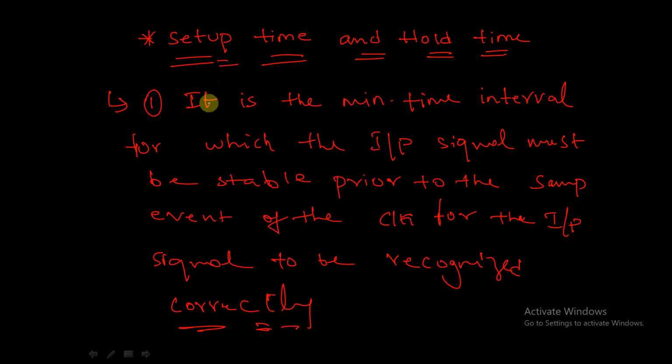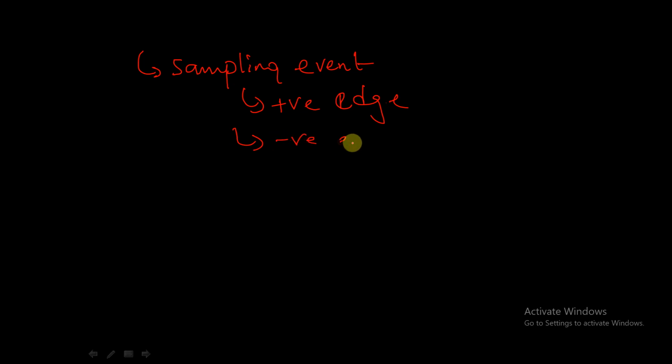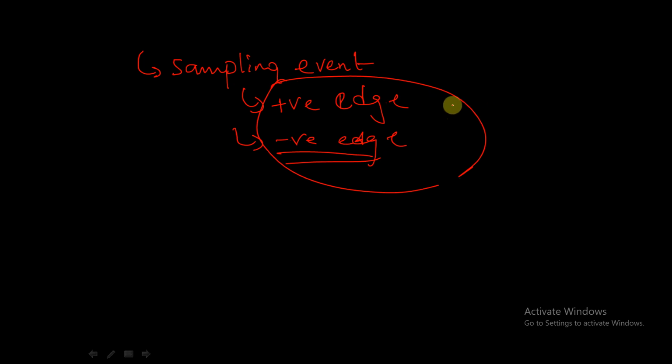Now let's see what this is with the help of a waveform. Before that, observe the keywords here: stable and prior to the sampling event. What is this sampling event? The sampling event can be any event in the clock. It can be of two types: positive edge and negative edge. Flip-flops are basically edge-triggered flip-flops, right? So the sampling event can be a positive edge or a negative edge.